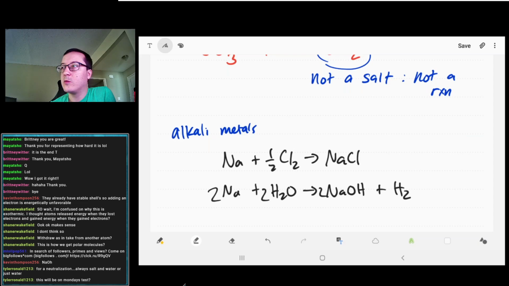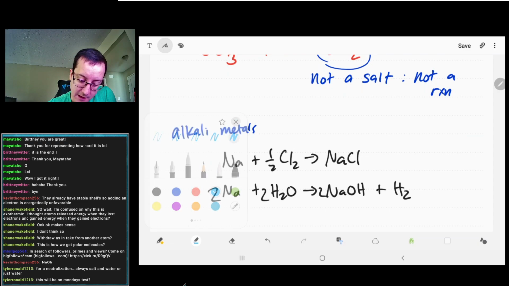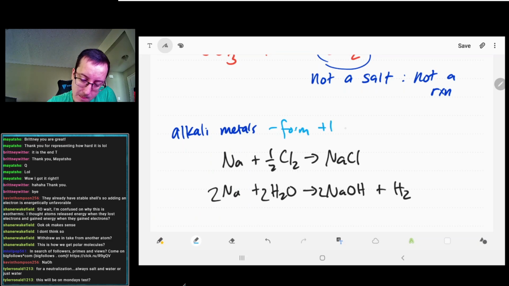Yeah. I mean, we already know that sodium forms a +1 ion. We know that calcium forms a +2 ion. Halogens form -1 ions. It's nothing new for us. So as long as you can remember that these alkali metals form +1 ions, you'll be okay. That's really the only thing from that section of the book.